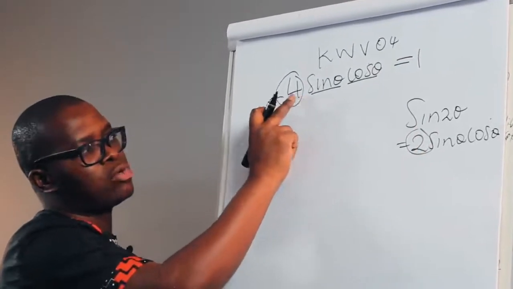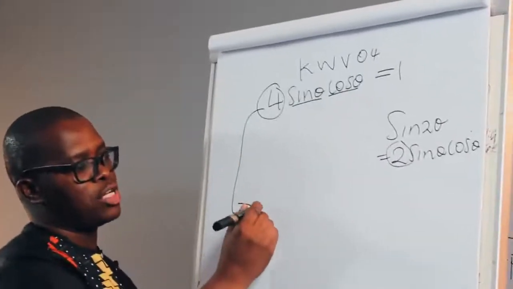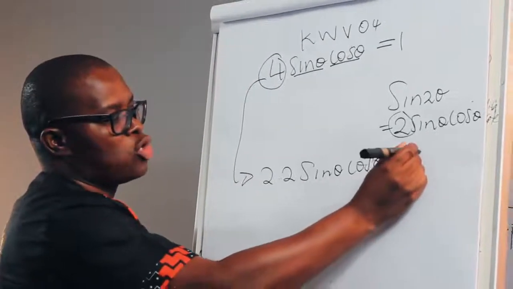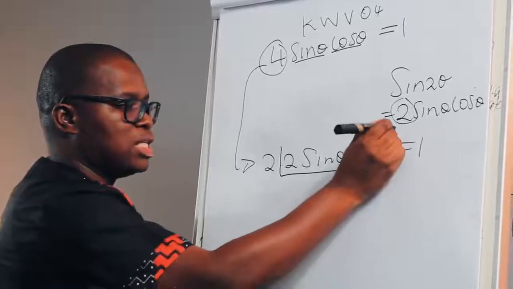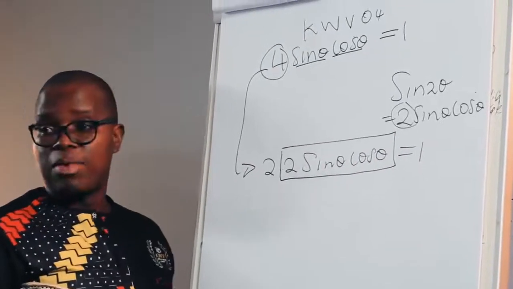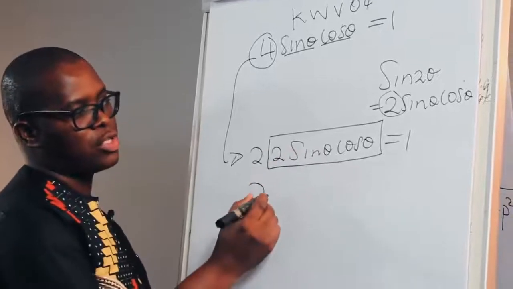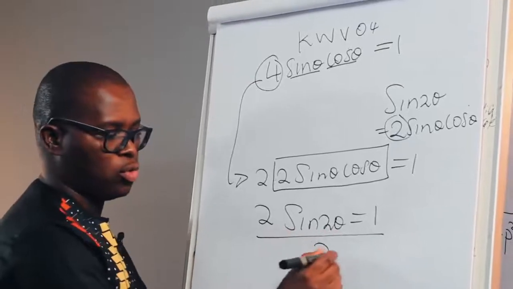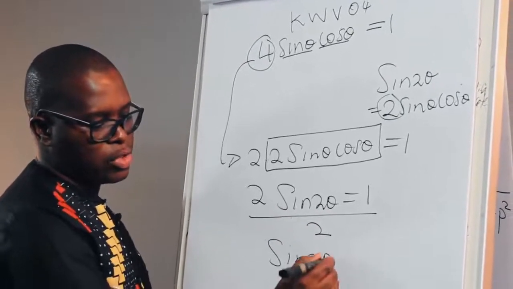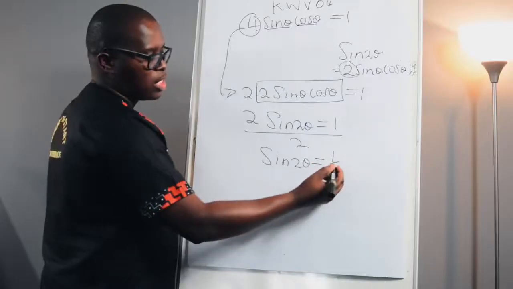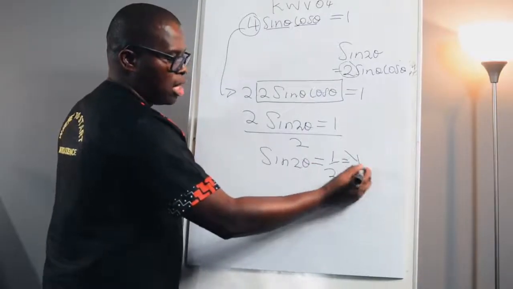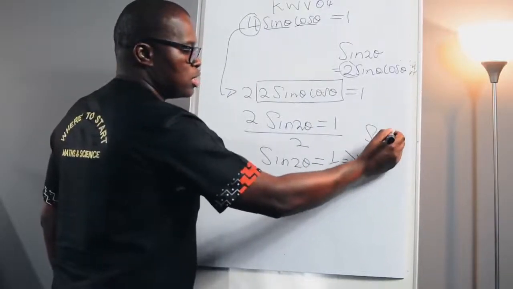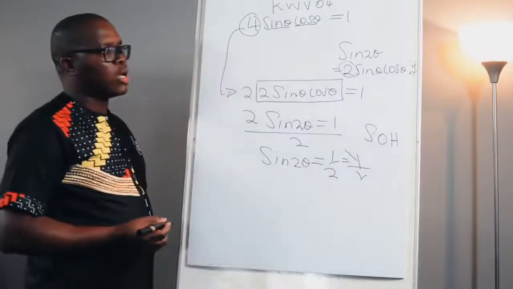So we have to rewrite this one in terms of 2. Obviously that one will be 2 times 2 sine theta cos theta equal to 1. Then this one is our double angle, which gives us sine 2 theta, and that is equal to 1 over 2 after dividing by 2. And we know that your 1 would be y, and your r obviously would be 2, because sine is opposite over hypotenuse. So that is what you must know.